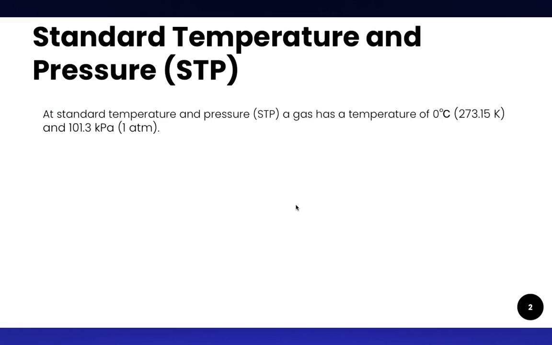Before we talk about the combined gas law, we need to define standard temperature and pressure. You will see this phrase STP listed throughout the rest of this course. And if you see that, that means standard temperature and pressure. And that tells you that the temperature is 0 degrees Celsius or 273.15 Kelvin, and that the pressure is 101.3 kilopascals or 1 atmosphere.